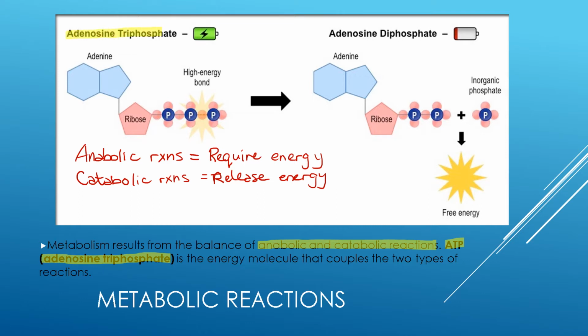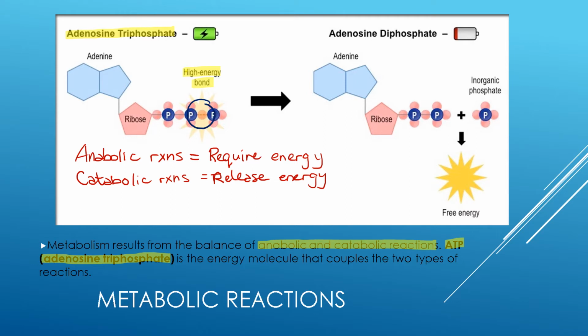So here we have ATP. We kind of think of it as a full battery because it has this really high energy bond between the last two phosphate molecules. So this bond right here between these two phosphates is really high energy.